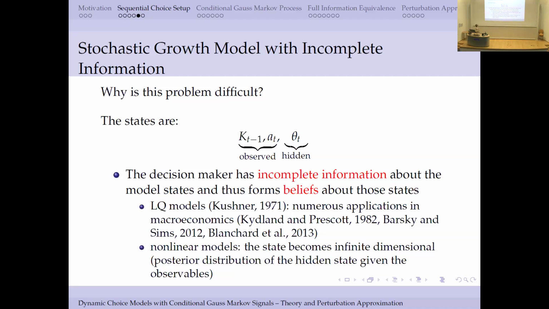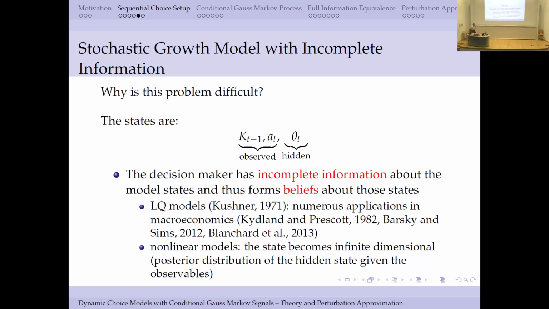So you may wonder, why is the question not completely trivial? Why is it not completely obvious? Well, precisely because of this presence of one latent state in the model. So what are the model states? Lag capital and the log productivity, as well as this time varying random parameter. Those are all the model states. However, only two out of those three are observed. The last one is hidden to the decision maker.